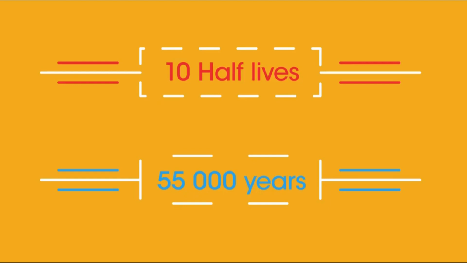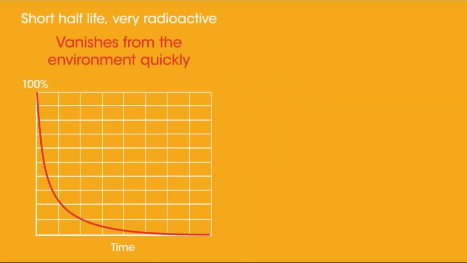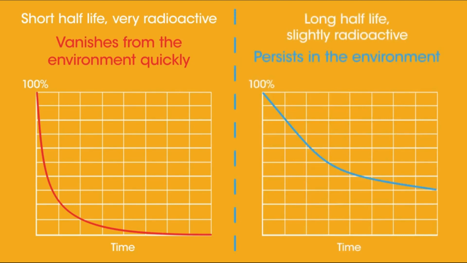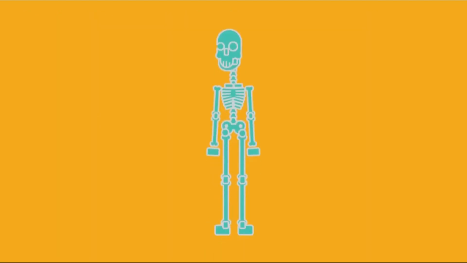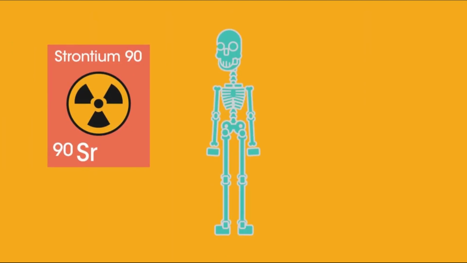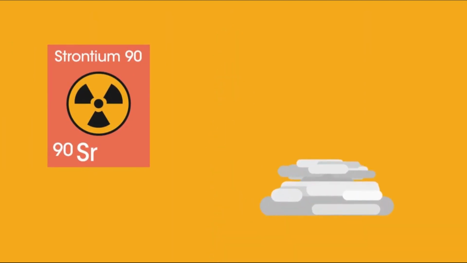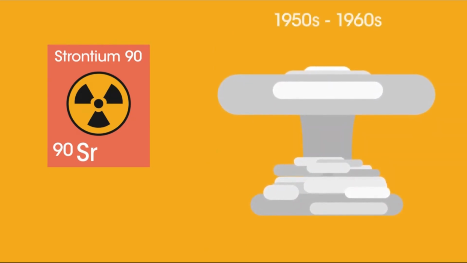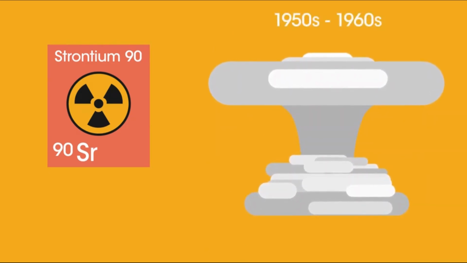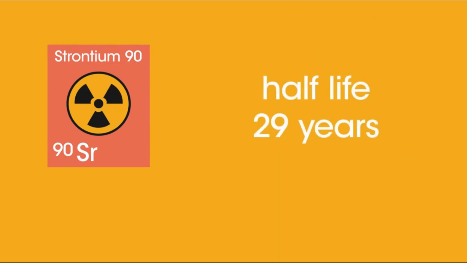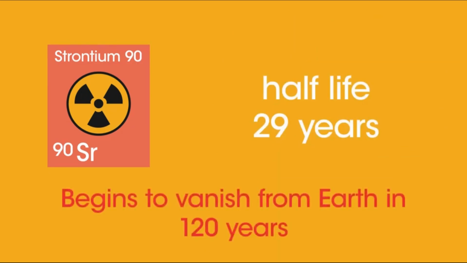Short half-life radionuclides are used in medicine, so the patient is safe to go home in a few hours after dosage, whereas nuclear waste has a half-life of many tens of thousands of years. Most of the world's population have some strontium-90 in their skeleton, which originates from the atmospheric detonation of atomic weapons, mainly in the 1950s and 1960s. It has a half-life of 29 years. It will take well over 120 years before it begins to vanish from the Earth.